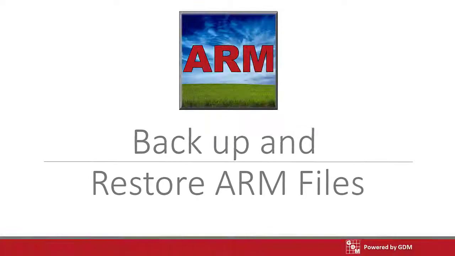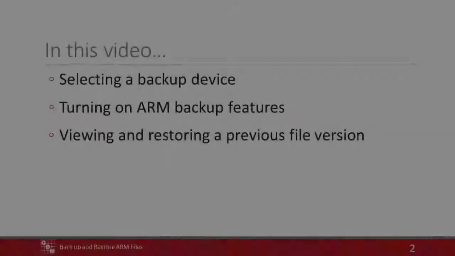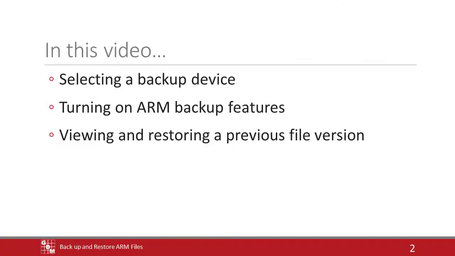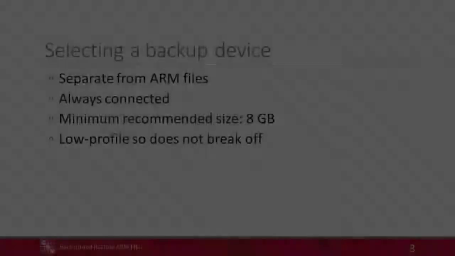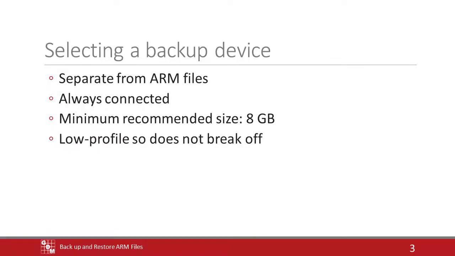Backing up trial data is a critical part of data security. The ARM backup feature protects your data from hard drive failure or file corruption by saving a history of each ARM file to a separate drive. In this video, we discuss what to use for a backup device and demonstrate how to back up and restore files in ARM.